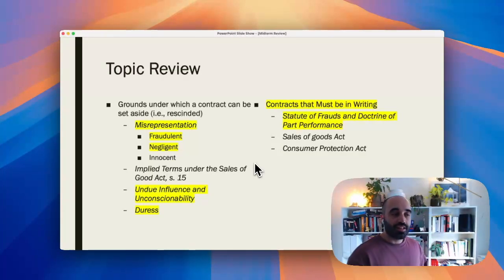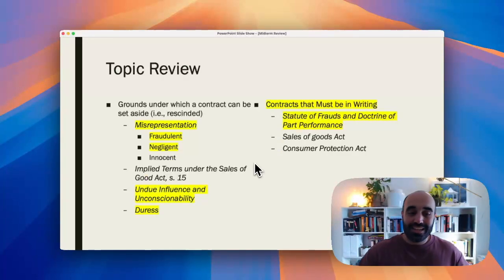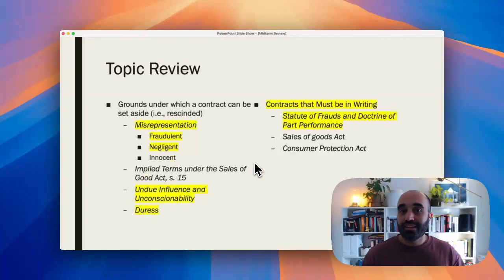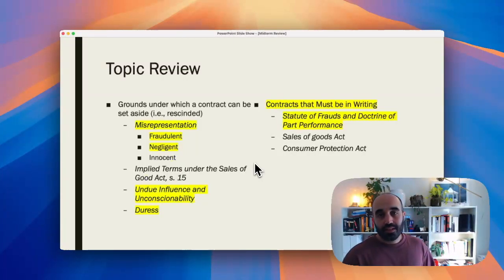These are terms such as if you buy goods by description, like buying goods from Amazon, that the goods you receive will actually match their description on the website or their pictures, right? This includes the fact that goods you buy will be of merchantable quality. That doesn't mean they're perfect, it just means that they're of a quality we expect in that market. Lastly, we talked about contracts that need to be in writing.